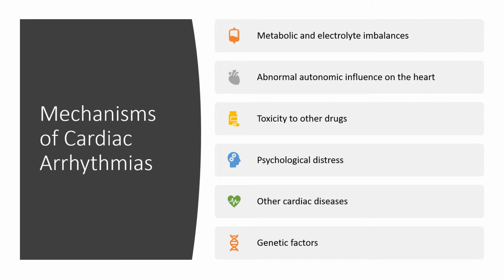And other cardiac diseases, including myocardial infarction, ischemia, heart failure, hypertension. These are other types of diseases. This isn't an all-inclusive list, but these are some diseases that can result in cardiac arrhythmia formation as well. And there's a plethora of both genetic and epigenetic factors that contribute to the development of cardiac arrhythmias as well.